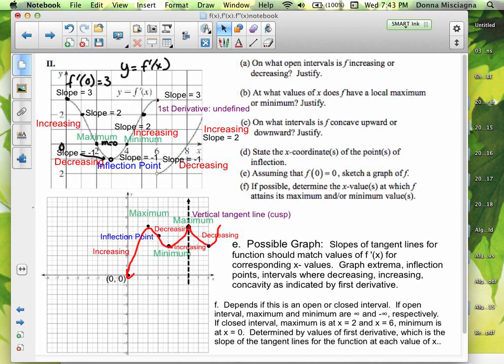So from 0 to... can you see the values there? 2. So that's 1 there. So from 0 to 1, we've got a slope of 3 going, and then it slows down to a slope of 2, right? And then it's slowing down until we get to a slope of 0. So at 2, the slope is 0, right?